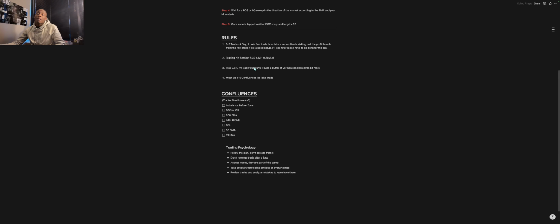The third rule, I'm gonna be risking 0.5% to 1% each trade until I build a buffer of 2K, which is 4%. Then I can risk a little bit more. The fourth rule is each trade must have 4 to 5 influences in order for me to take that trade. So for risk is 0.5 to 1%.